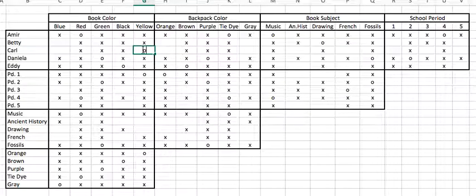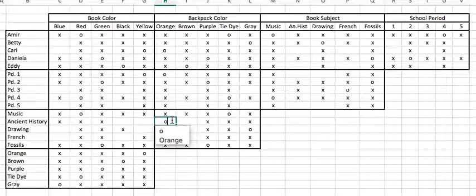I have one spot here for O for Carl and yellow. And I already know it's in period 1. And I know it's orange, so I can put an O here. And then X is in the rest of this column and row. And that leaves only one spot here for gray. So Betty is gray, and Betty is drawing. So I'll put an O for drawing for Betty. And X is in the rest of that column and row.